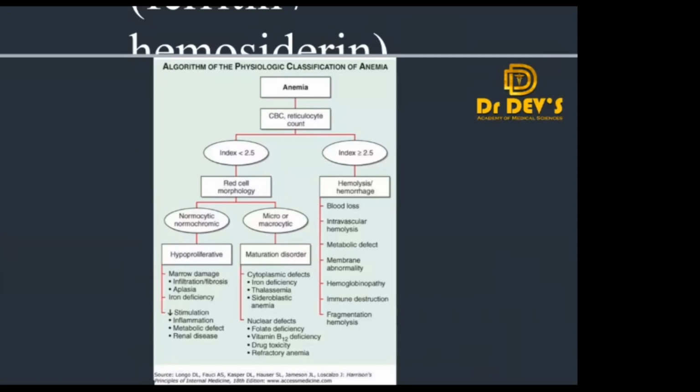Bone marrow can have two types of defect. Either the bone marrow is not functioning, that is hypoproliferative anemia, which will have normocytic and normochromic cells in the peripheral blood film. If the patient's bone marrow is working but there is a maturation defect, then the patient will have microcytic or macrocytic cells in the PBF. So maturation defect can be due to a cytoplasmic defect or nuclear defect. So this is how we will approach a patient with anemia.